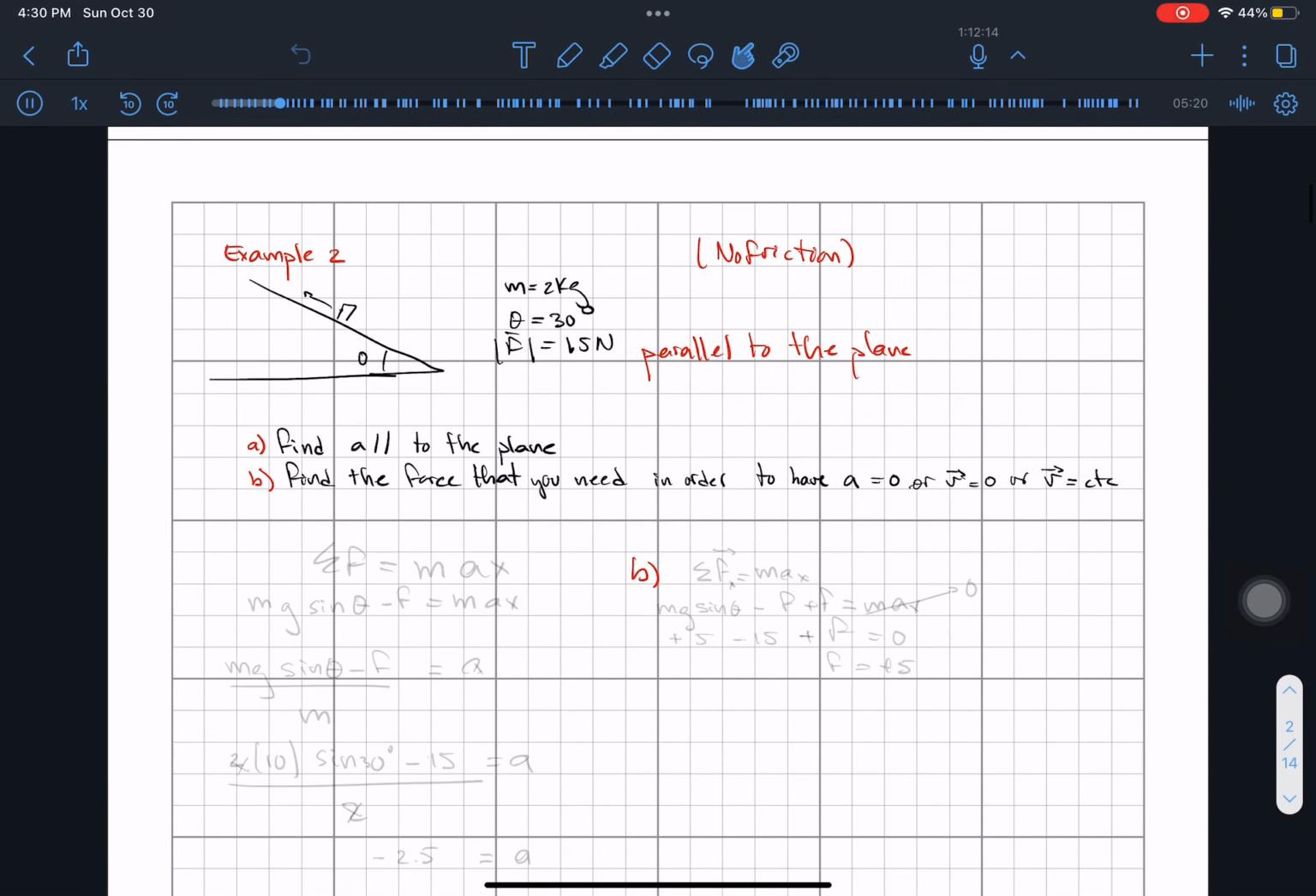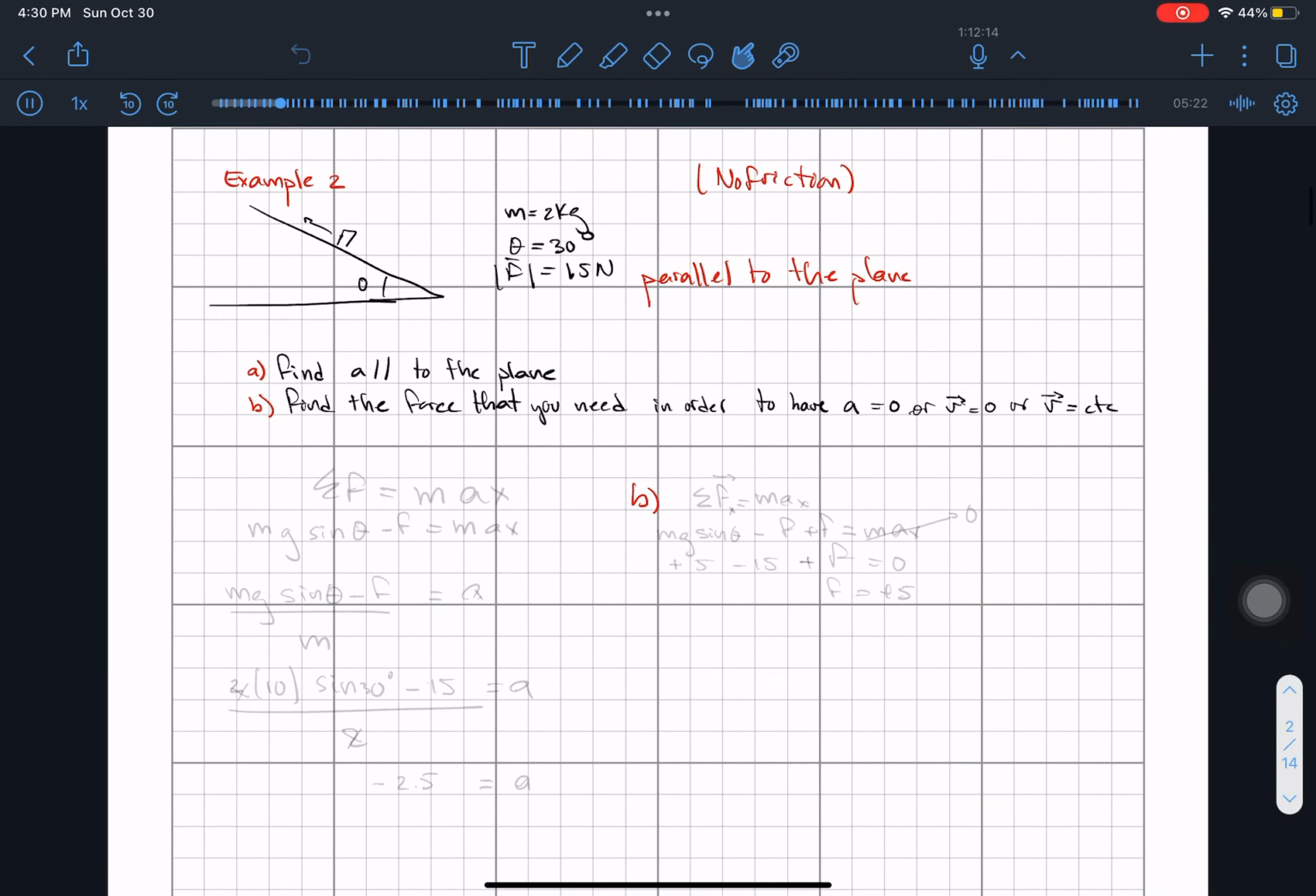We have a block going up a hill. We know that the block has a mass of 2 kilos. It's going up at an angle of 30 degrees, and there's a force acting on the block of 50 newtons. There is no friction, and this force is parallel to the plane.